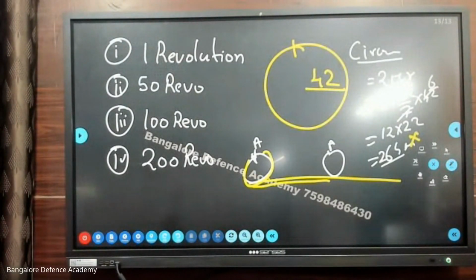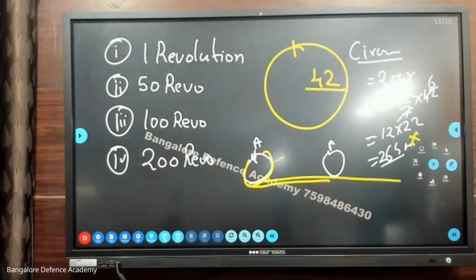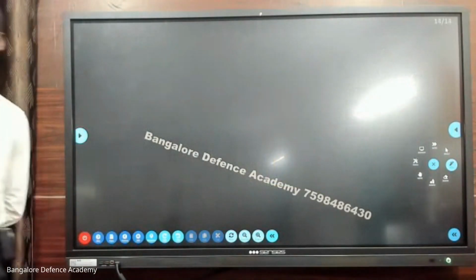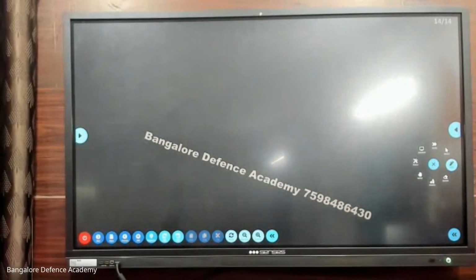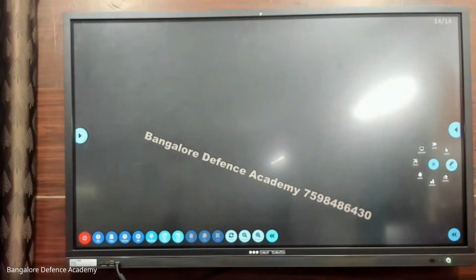What is the formula for speed? Distance by time. Everyone knows this? Distance by time taken. Yes or no? Speed is equal to distance by time taken. Now, let us do geometry or mensuration, the circle chapter, and the question is regarding speed. Write down. Next question, you can put a star mark. This is also important.